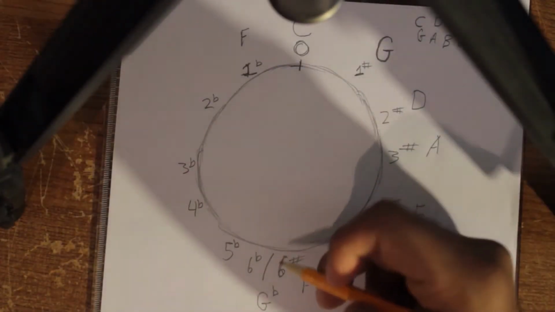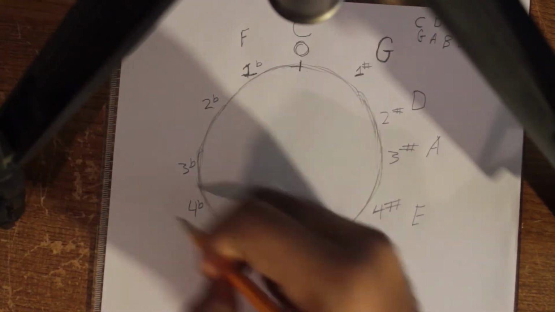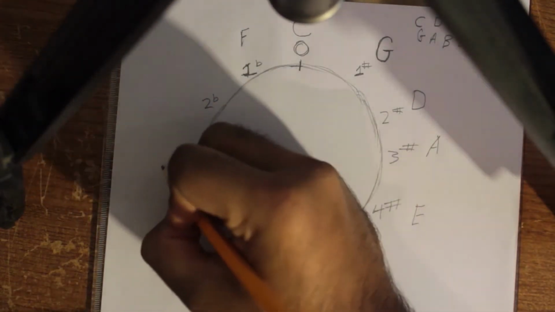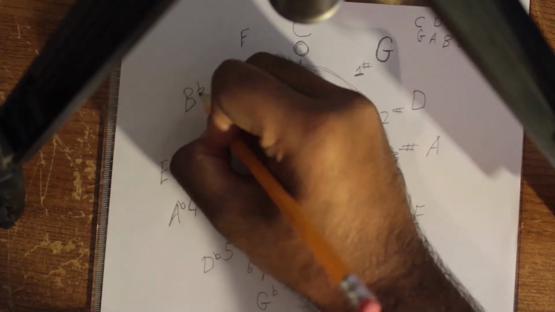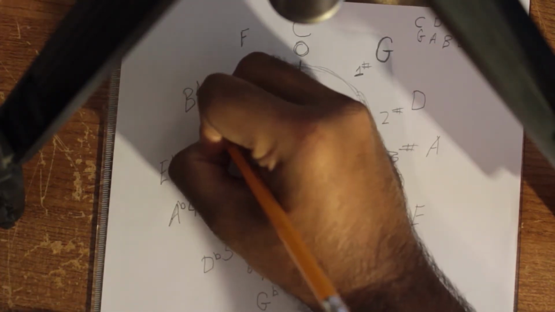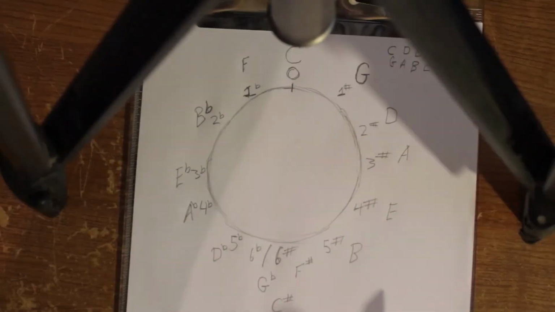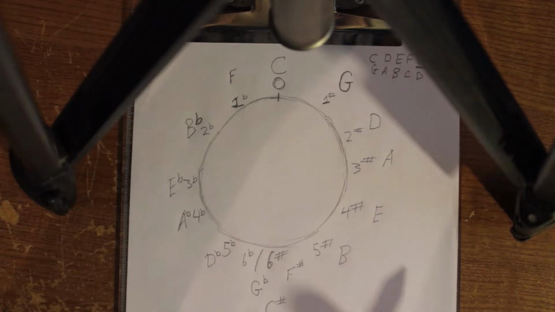F, C, G, D flat. A flat. E flat. Finally, B flat. Does that make everything simple? I mean, look at that. Everything we've been going over is here.